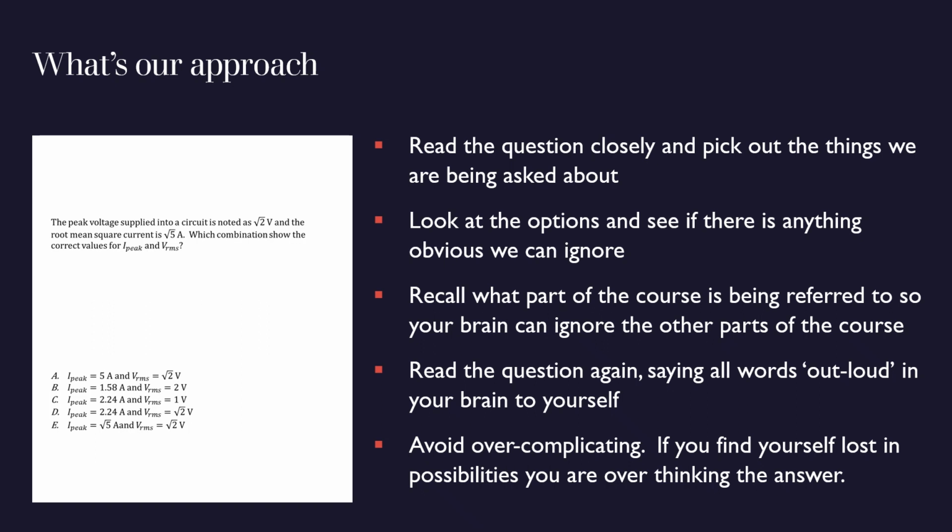So read the question closely, pick out the things we're being asked about. We're being asked to find two values, the peak current and the root mean square voltage. Look at the options to see if there's anything obvious we can ignore. I would say there isn't here because it just looks terrifying. Try and recall the part of the course that you learned about this in. It might help rule other things out. And just read the question again slowly and confidently without overcomplicating your approach.